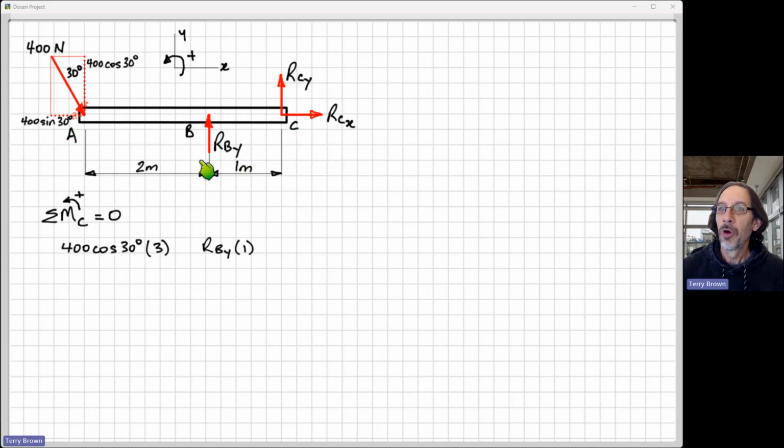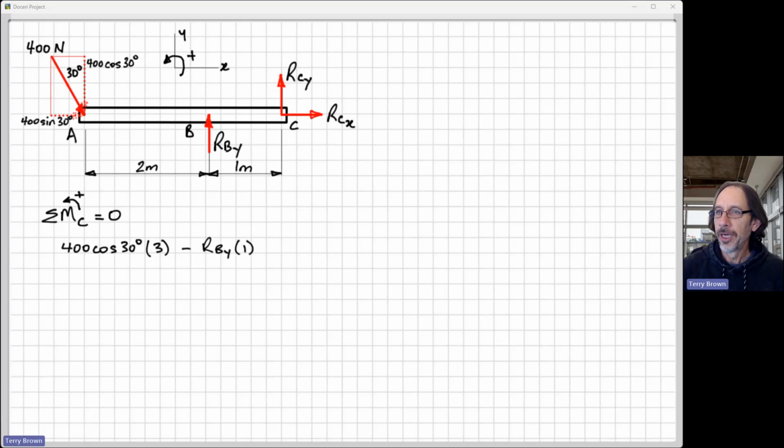All right, so we've got RBY here tending to push up on the bottom of the beam. What's its moment about point C? Perpendicular distance is 1 meter. So again, we need to work out the direction of the rotation or the tendency to cause rotation. So hold your pen at point C, push in the direction of the force. So I'm pushing up at B, that's going clockwise. So that's going to be a negative moment.